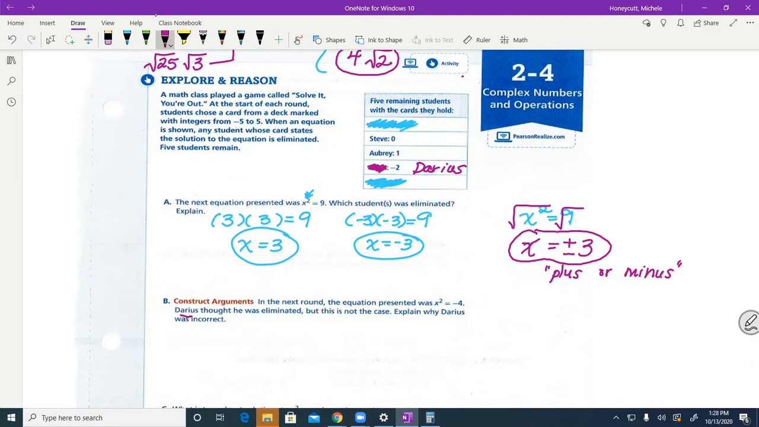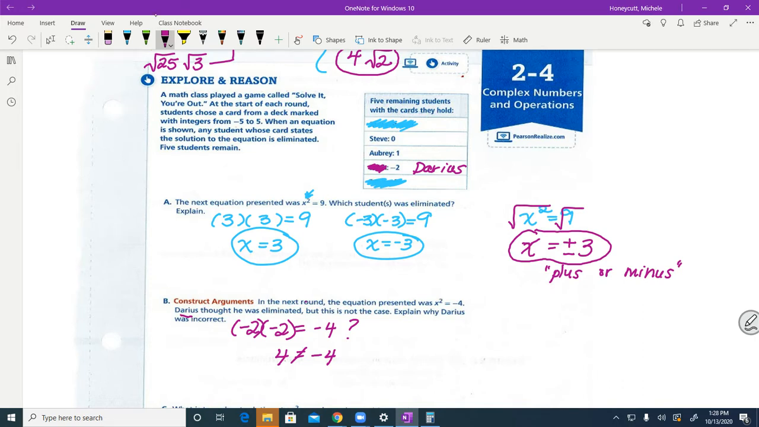Well, let's see. Darius has negative 2. So let's take negative 2. Is negative 2 times negative 2 equal to negative 4? No. Negative 2 times negative 2 is positive 4. And positive 4 does not equal negative 4. So yay, Darius, you're still in the game.